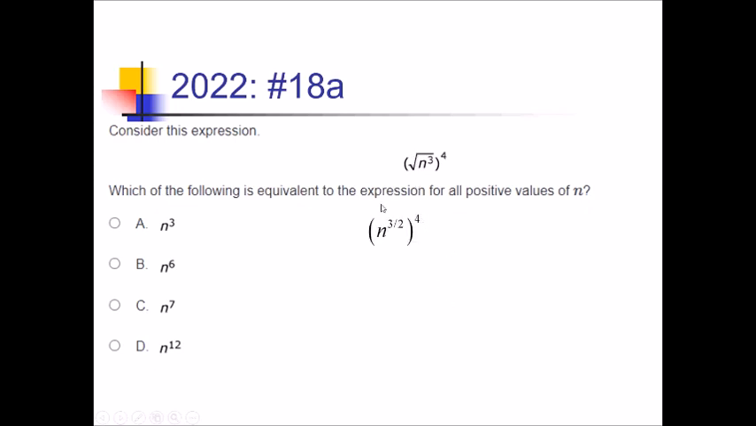And if I'm raising one exponent to another, I'm basically multiplying the exponents according to my exponent rules. So I have to do n to the 3/2 times 4. Well, 3 times 4 is 12, and then 12 divided by 2 gives us 6. So this is really n to the 6th power, which is choice B.